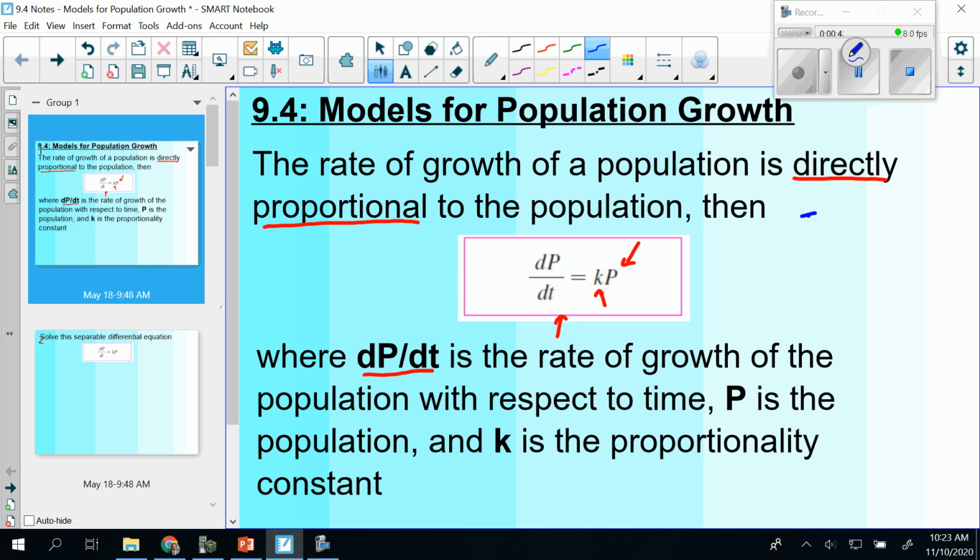Now that's different than if it said inversely proportional. Then your differential equation would look a little bit different. If it's inversely, that means your P would be on the bottom instead. So the difference between directly proportional and inversely proportional would look like that. Let's stick with these directly proportional ones.